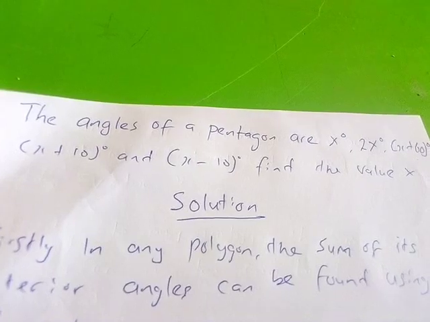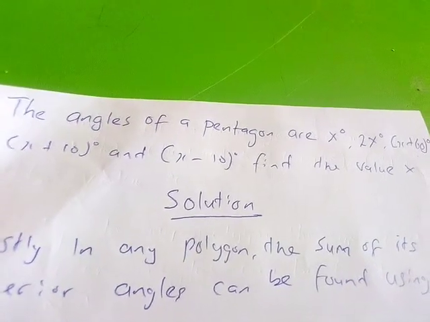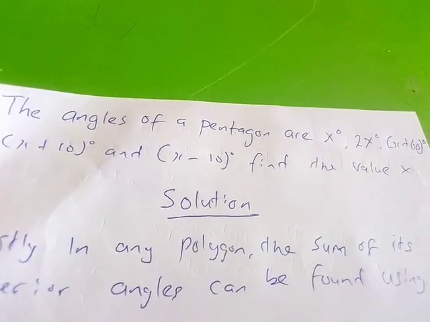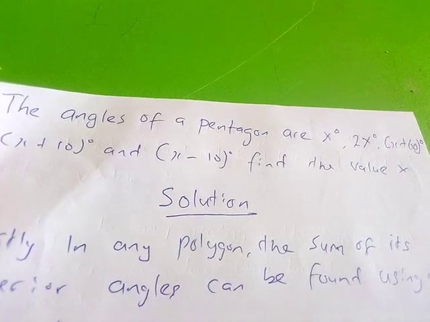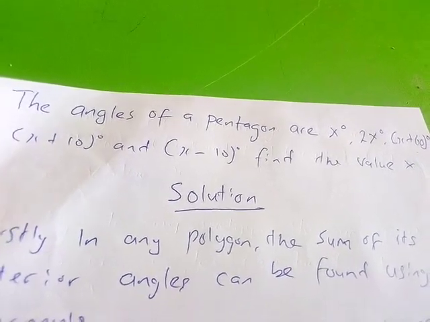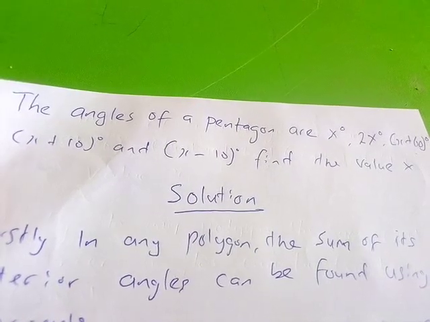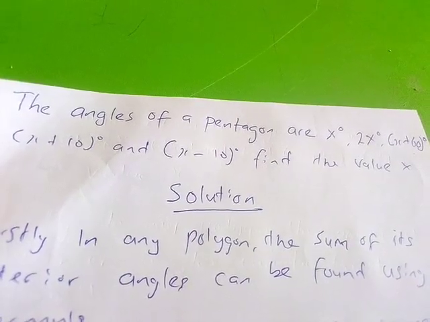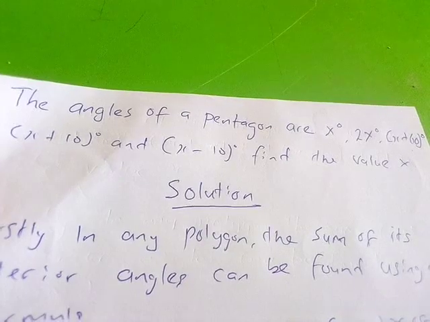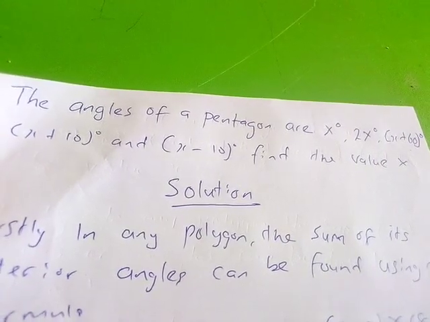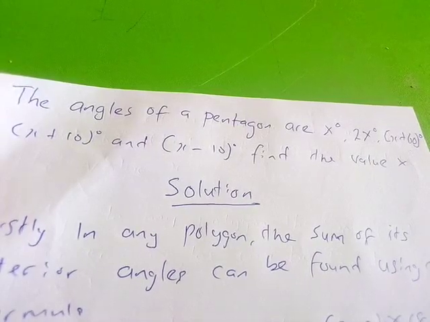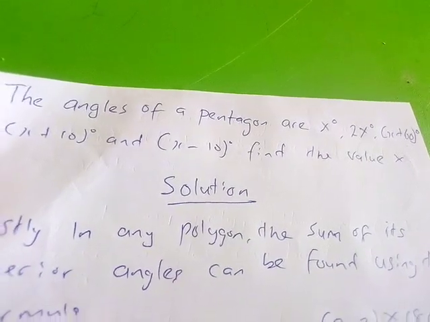We have a problem to solve today. The problem is: the angles of a pentagon are x degrees, 2x degrees, (x + 60) degrees, (x + 10) degrees, and (x - 10) degrees. Find the value of x.